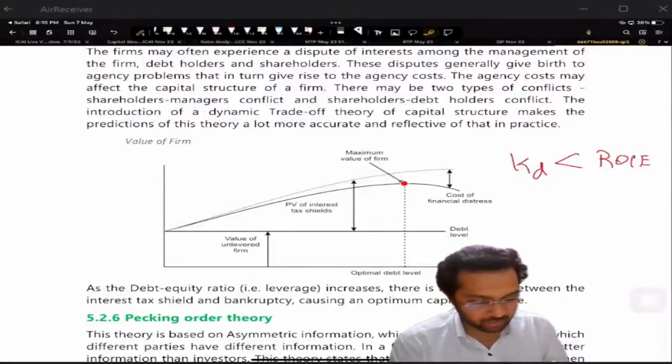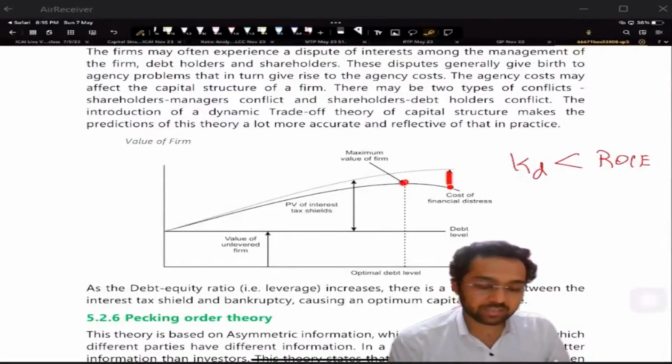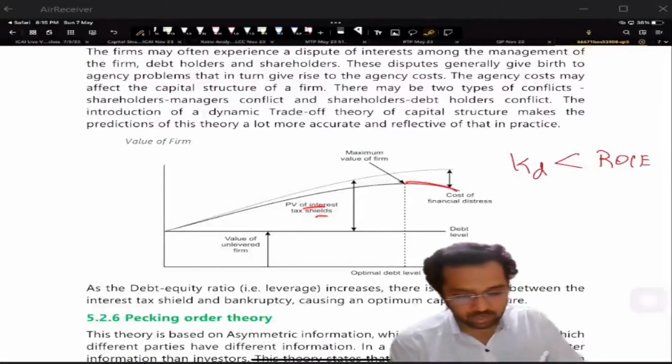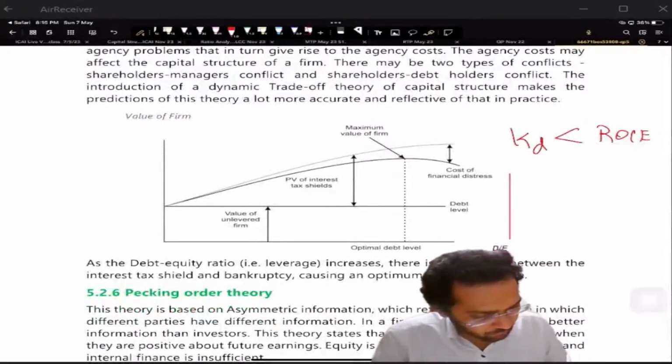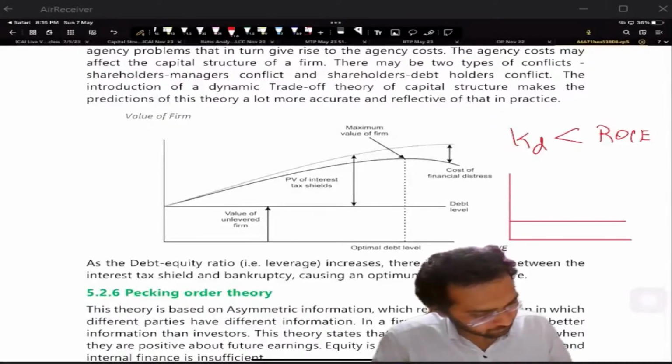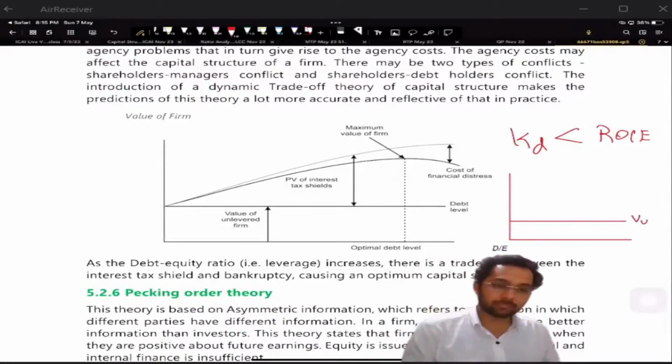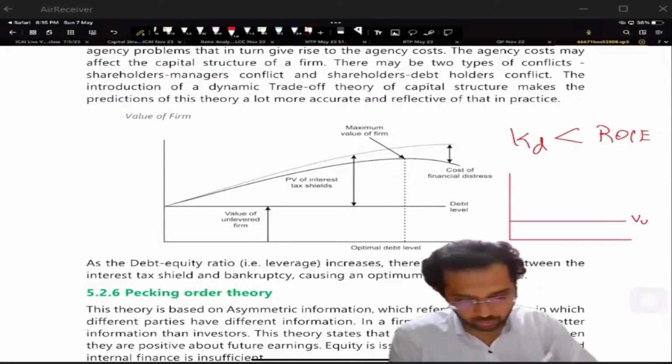And after a point of time, the cost of financial distress will be more than the benefit that you are deriving out of the leverage, and the value of the company will start falling. So in simple sense, if you don't take any loan, the value of an unlevered company is constant over here.